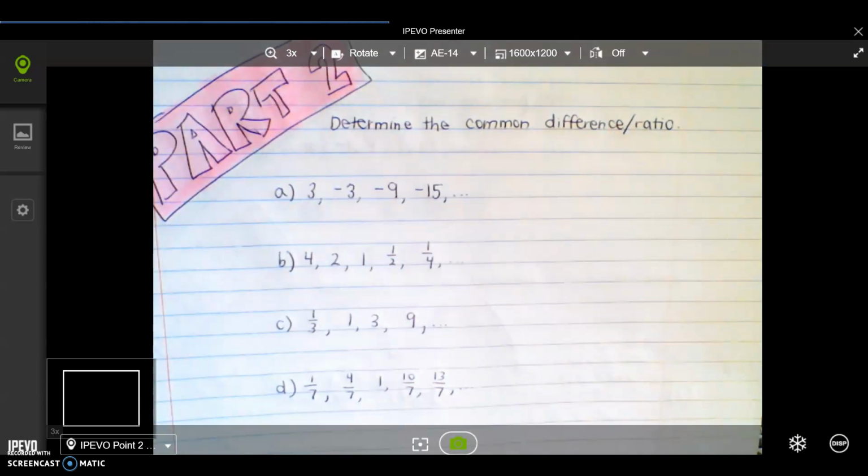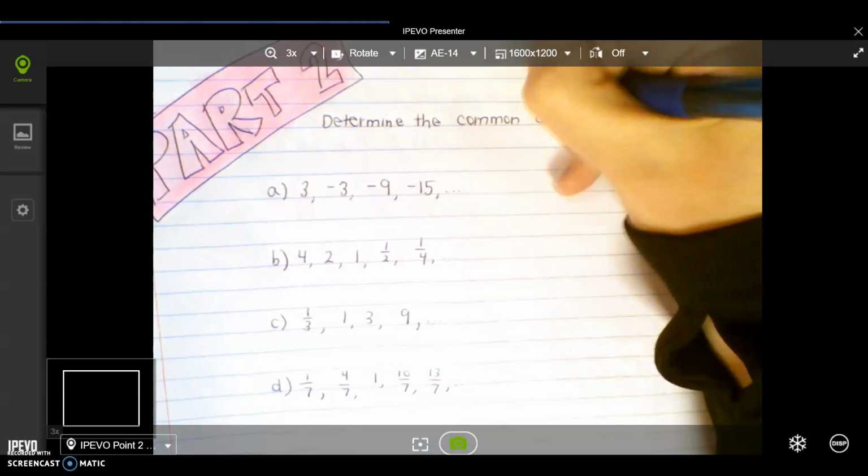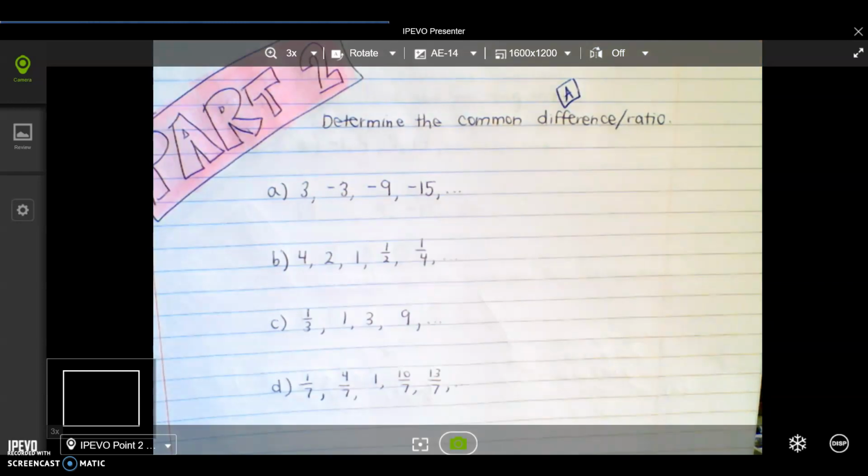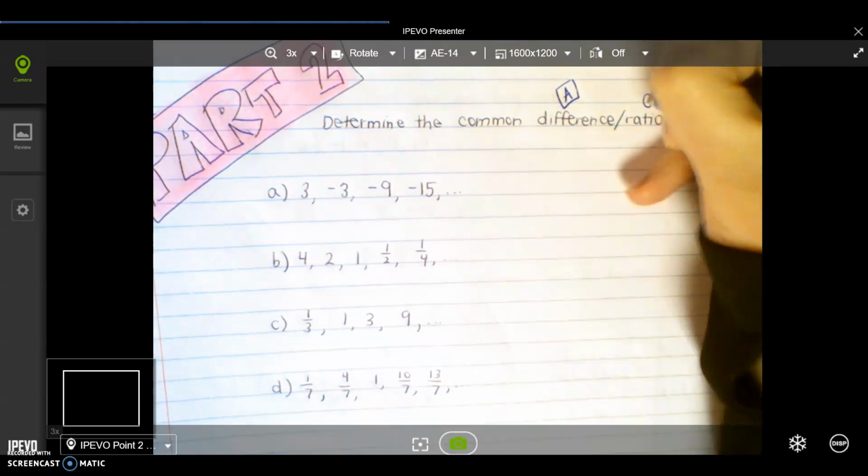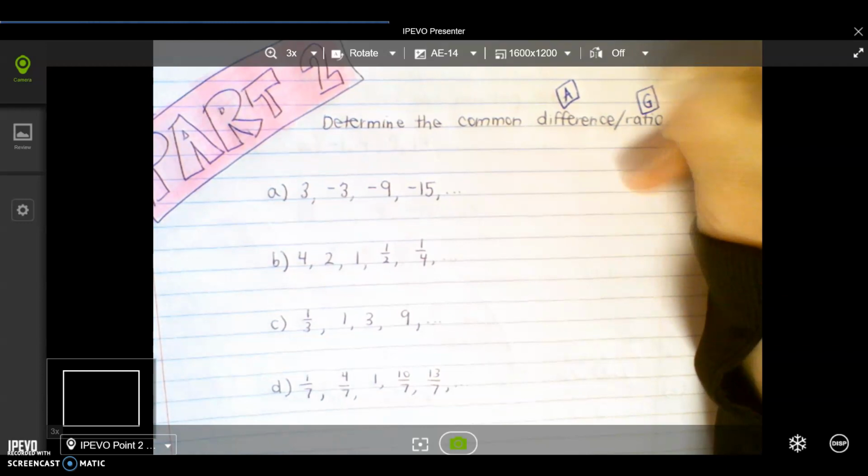So I'm going to encourage you to freeze the screen, write these problems down, try them, and then play and see if you have found the common difference or ratio. One hint though before you go, remember a common difference is with an arithmetic sequence, or an adding pattern, and a ratio is with a geometric sequence, a multiplying pattern.